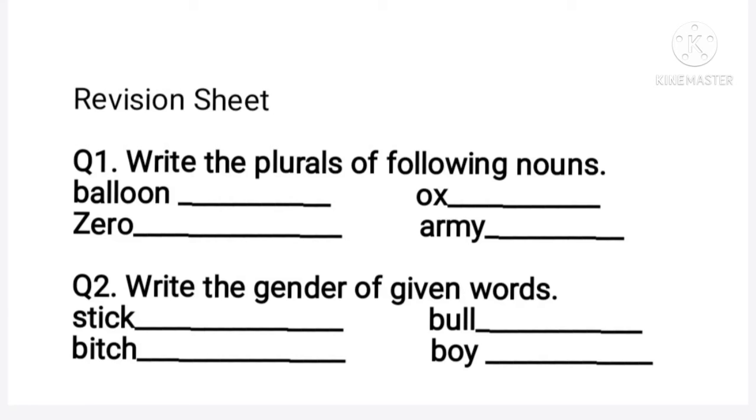Now see question number 2. Write the gender of given words. Here you have 4 words. You have to write the gender of these words, like stick, bull, bitch, boy. So you have to write the gender, whether it is masculine, feminine, common or neuter. Like this you have to write in the blank. Write the answers in clean handwriting.